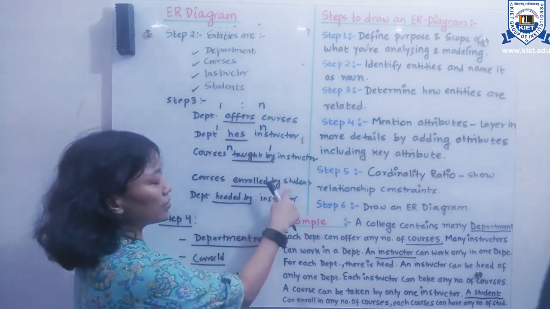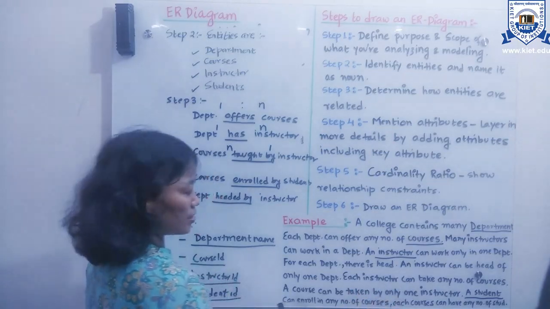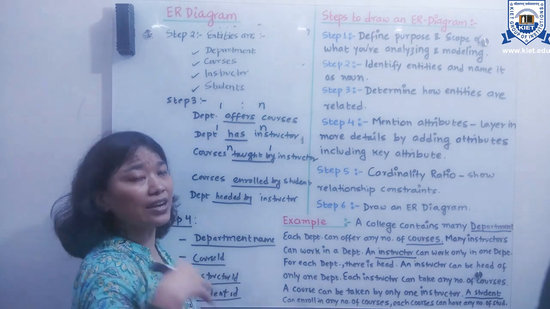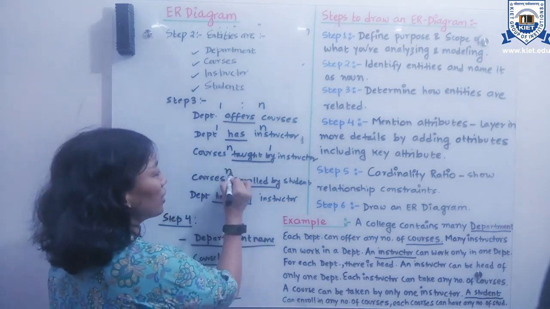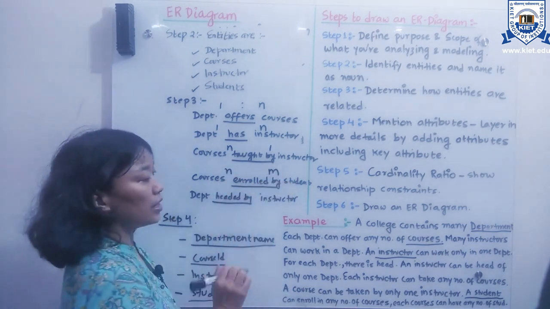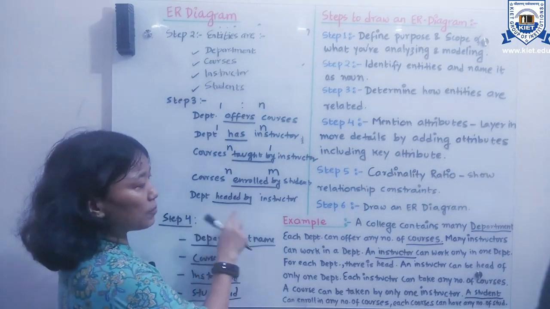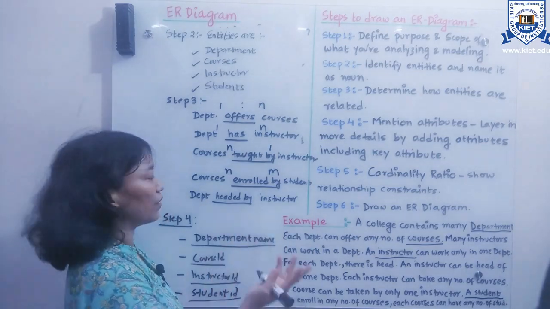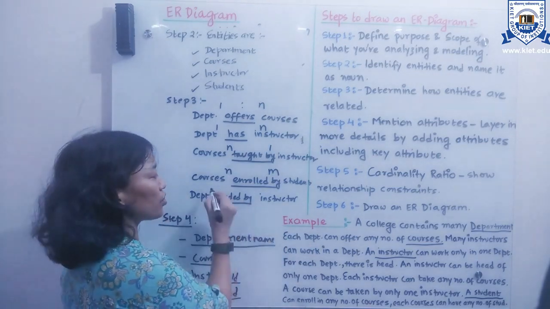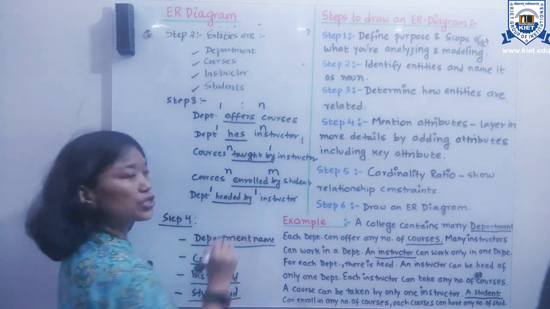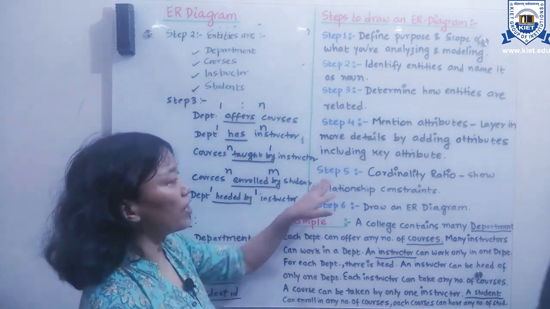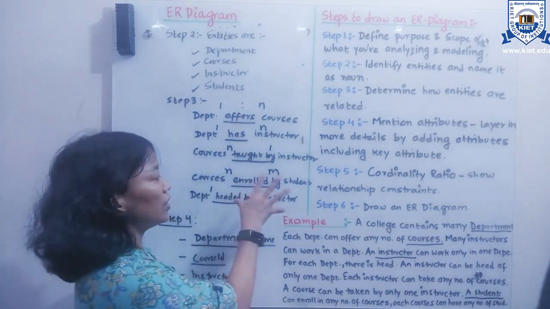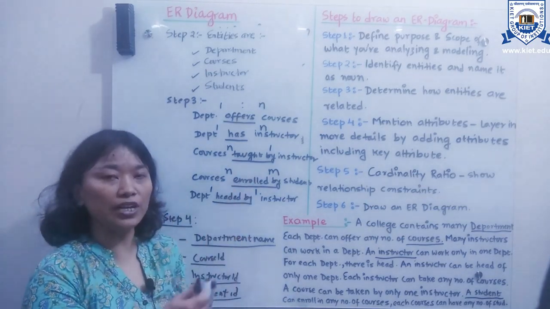Courses enrolled by the student. So last line, as you can see, a student can enroll in any number of courses, and each course can have multiple students. So here n:n. The next, each department has a head, and an instructor can be head of only one department. The department headed by the instructor, the relationship is 1:1. So finally, we have identified all the cardinality ratios between the entities.